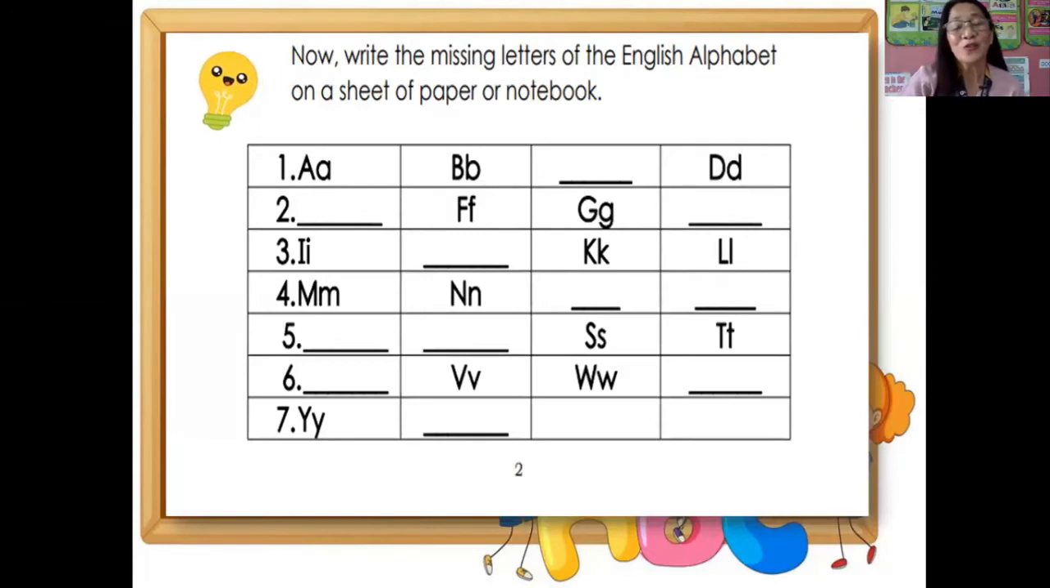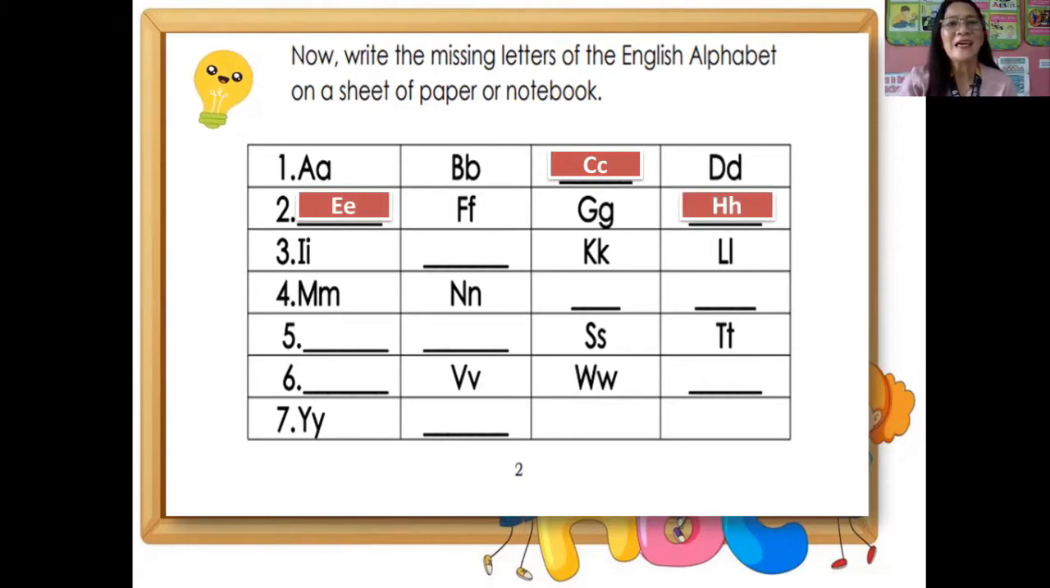Now, to test ourselves, let's help one another to complete the English alphabet. Write the missing letters on a sheet of paper or in your notebook. Let's begin. In number 1, the missing letter is letter C. For number 2, the missing letters are E and H.